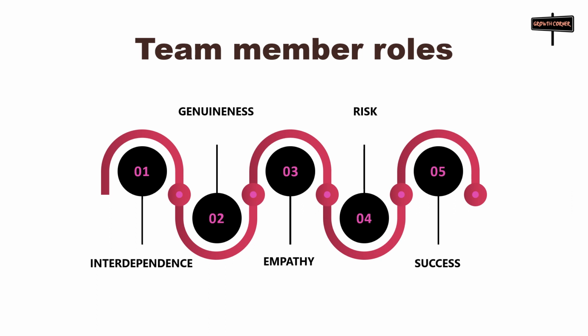Team members need to realize the importance of interdependence, genuineness, empathy, risk, and success. They need to understand their role in all of this. This means they must know how they each contribute to each factor, and what they can do to ensure that the whole team works well together. The leader has the responsibility to make sure that they have a good understanding of what can destroy and build their own team.